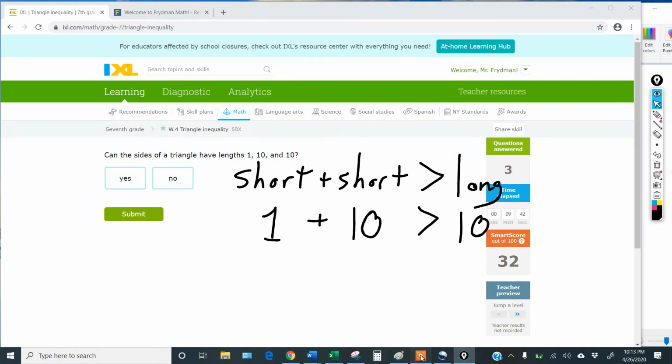Give me 1 minute here. Okay, I just had to pause for a second because my computer was about to run out of batteries, but I'm back now.